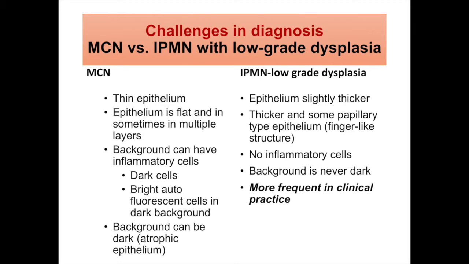The background can be dark because of atrophic epithelium, or the background is usually bright and you see clumps of inflammatory cells. On the other hand, in IPMNs with low-grade dysplasia, the epithelium is slightly thicker compared to the MCN, and you may see some papillary configuration, but there are hardly any inflammatory cells. You never see a dark background. Note that in clinical practice, it's way more frequent that you encounter an IPMN with low-grade dysplasia than MCN.